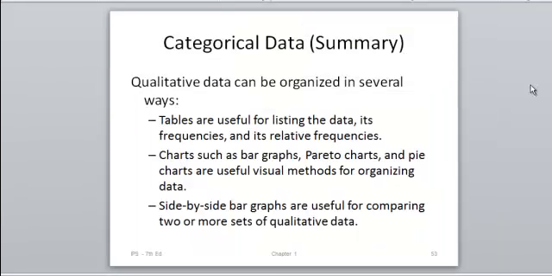So qualitative data can be organized in several ways. Tables are useful for listing the data as its frequency and its relative frequency. You have charts such as bar graphs and Pareto charts. Those are just bar graphs where it has an order from largest to smallest. And pie charts, and they're useful visual methods for organizing data. And then you have those side-by-side bar graphs that are useful for comparing one or more sets of qualitative data.